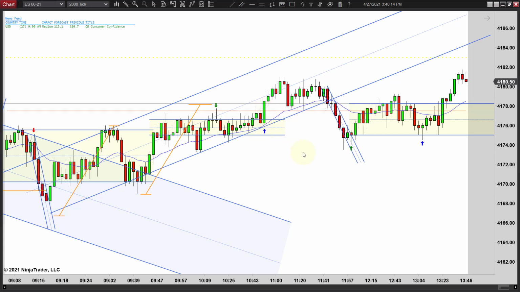And engulfing bars, if you're new to chart reading and you're not real experienced, don't trade engulfing bars.